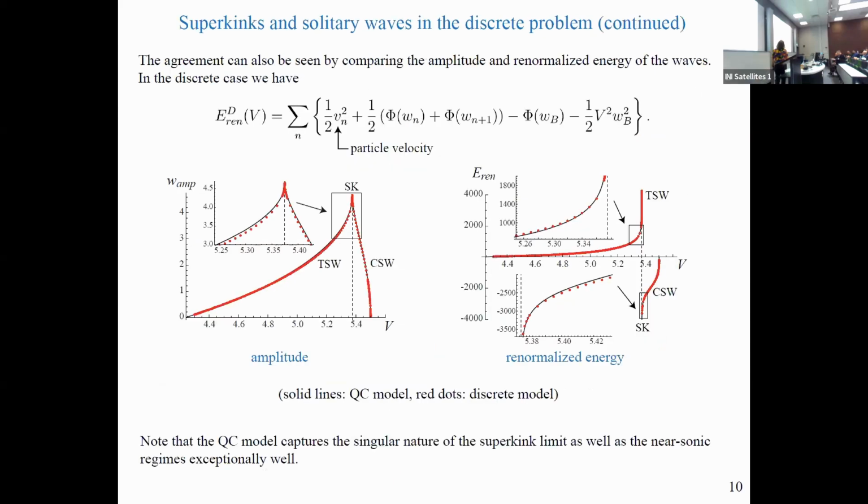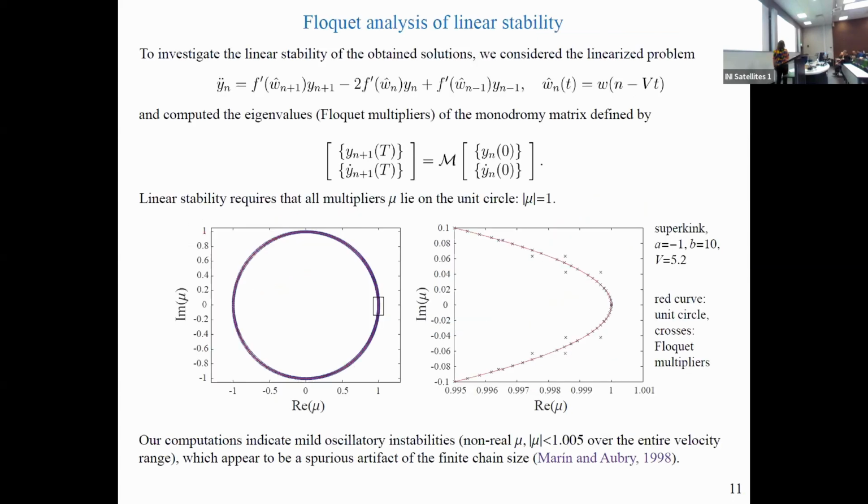And here we compare the corresponding energies of the solution. So this is again the renormalized energy, and, oh sorry, this is the energy and this is the amplitude. And you can see that the red dots are the discrete, the black are the quasicontinuum. You can see that the agreement is also quite good, especially near the sonic limit and the superkink. So the conclusion is the quasicontinuum model captures the singular nature of the superkink limit quite well.